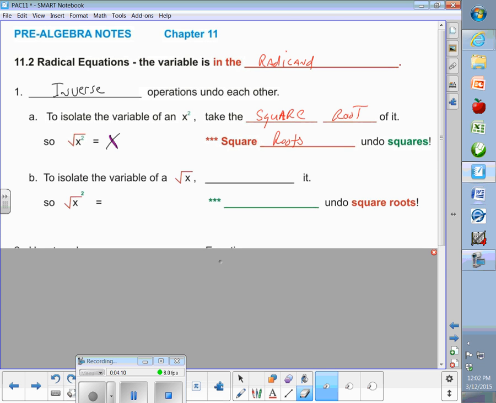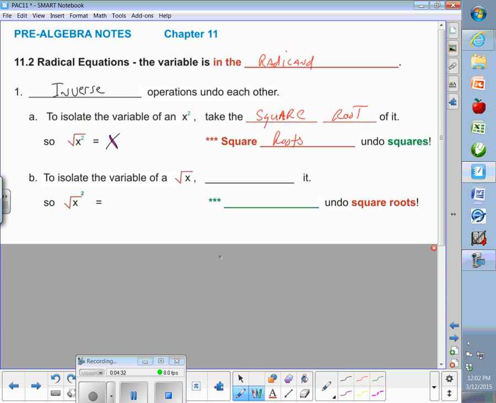Now the concept that we're going to get involved with today: what if you have the square root of x? Notice the x is the radicand. It's under the radical sign. We want to get to the x. We can't solve an equation with the square root of x. We've got to get to the x itself. We've got to get rid of that square root. And how do we do it? Well, you use the inverse operations and you simply square it.